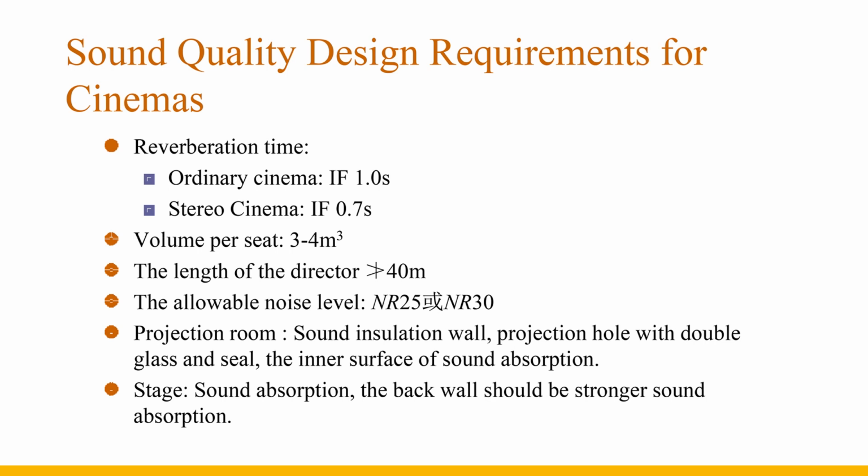Speakers of the stereo cinema are arranged behind the screen, on the wall, and in the ceiling to form surround sound. In order to ensure the sense of direction of the speakers, the reverberation time should be shorter than that of ordinary theaters, and the intermediate frequency should be about 0.7 seconds. The volume of each seat is 3 to 4 cubic meters.